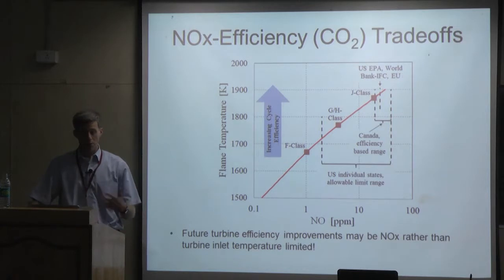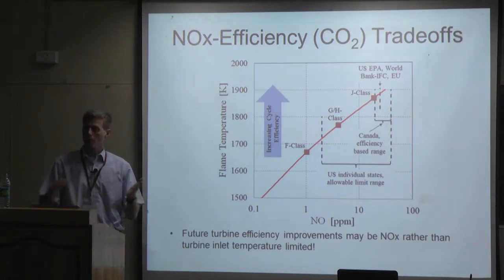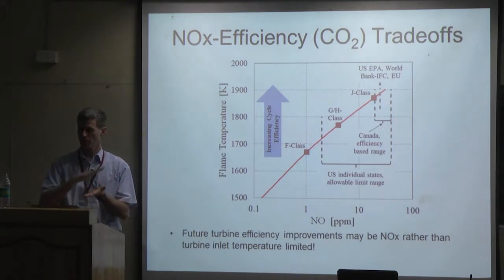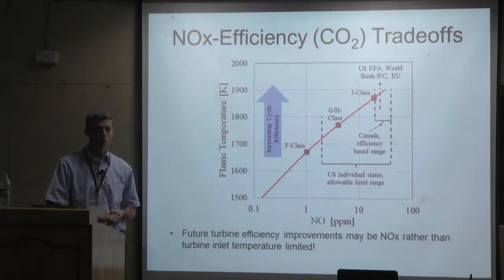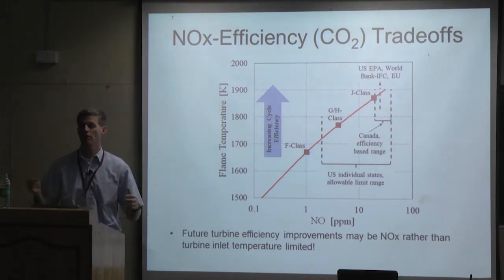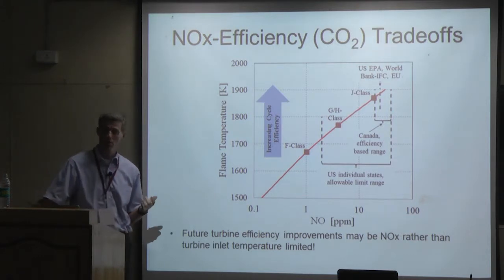Well, if your turbine inlet temperature is less than 1800K, that's no problem. All it means is that you just need to tailor your temperature distribution within your combustion chamber to stay below 1800K. But what if you want your turbine inlet temperature to be 1900K, 1950K? Well, that creates a big challenge.